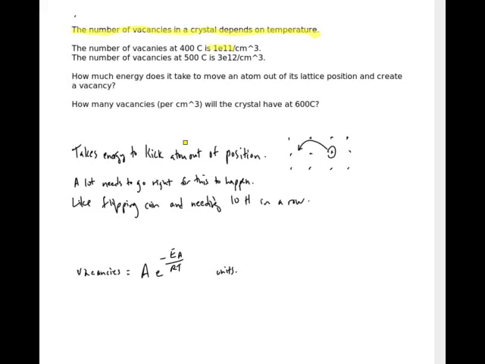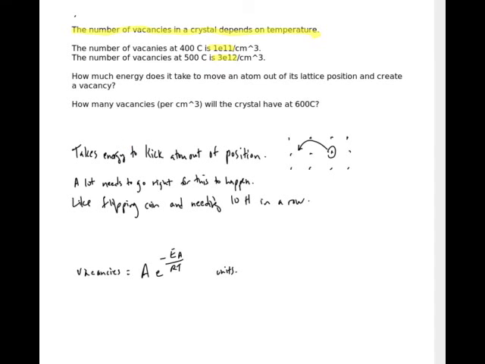This means that 1 times 10 to the 11th lattice sites are empty, and that's 1 times 10 to the 11th per cubic centimeter. At a higher temperature, that number goes up. And that goes up because of the process that's creating these vacancies. We'll explain more of that in a moment. So the question is, how much energy does it take to move an atom out of its lattice position and create a vacancy? And second, how many vacancies will the crystal have at 600 degrees Celsius?